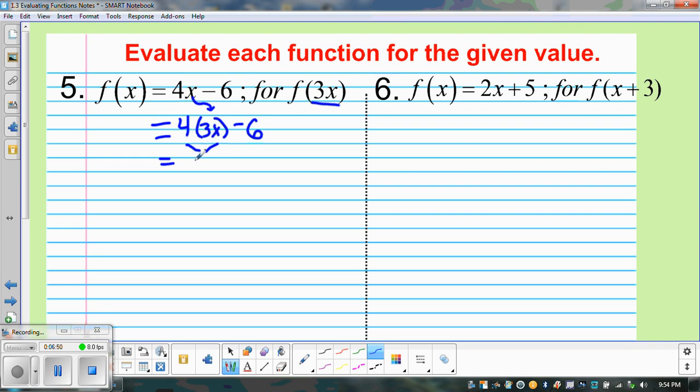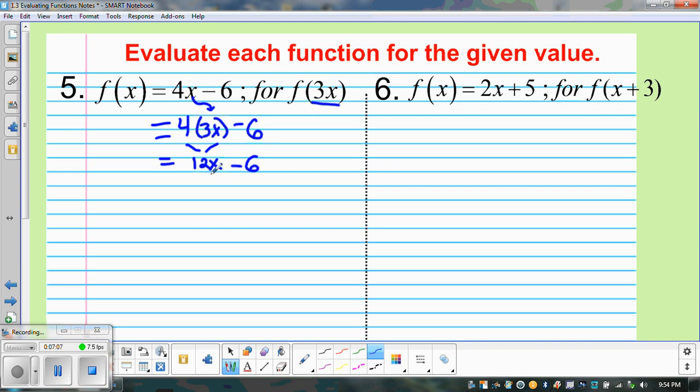When you get ready to multiply, 4 times 3x, you're going to multiply your numbers. 4 and 3 is 12. And then you're going to attach the x. That is the same as saying you have the term 3x 4 times. So 3 plus 3 plus 3 plus 3 is 12. There's our 12x. And then we will write minus 6 behind it.